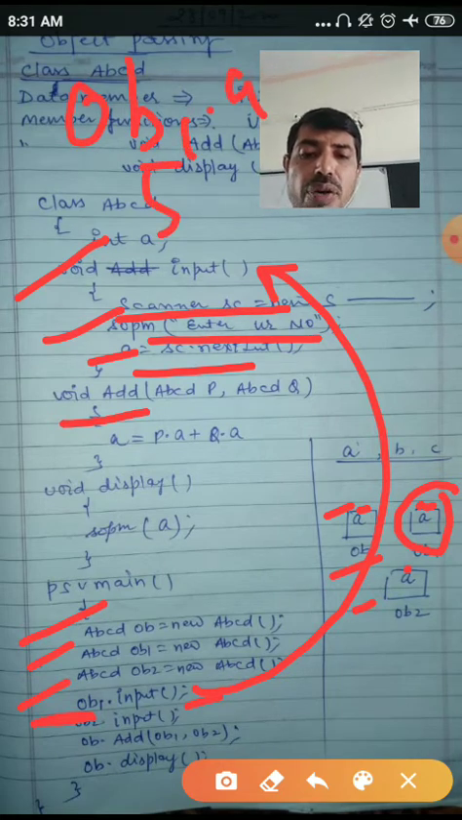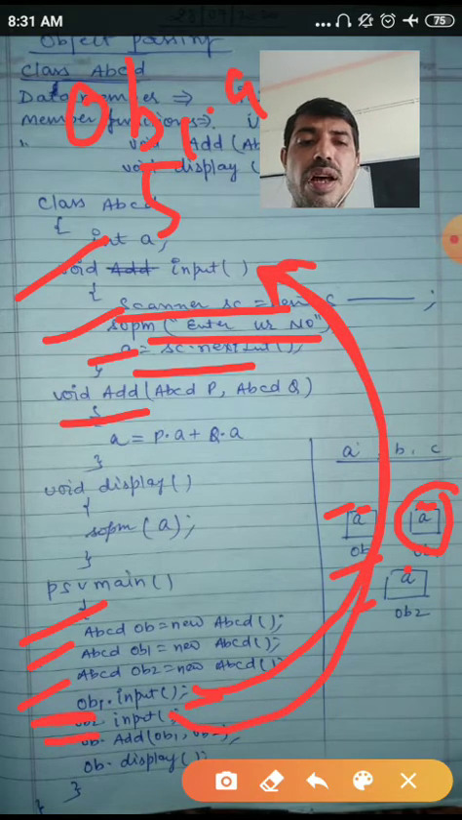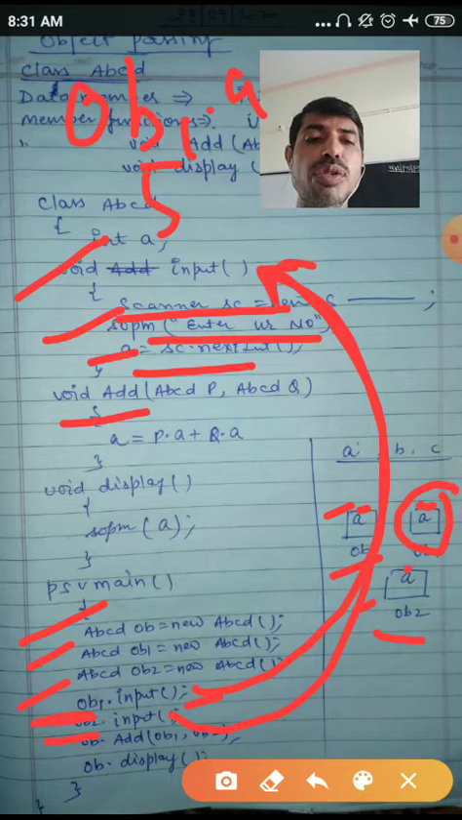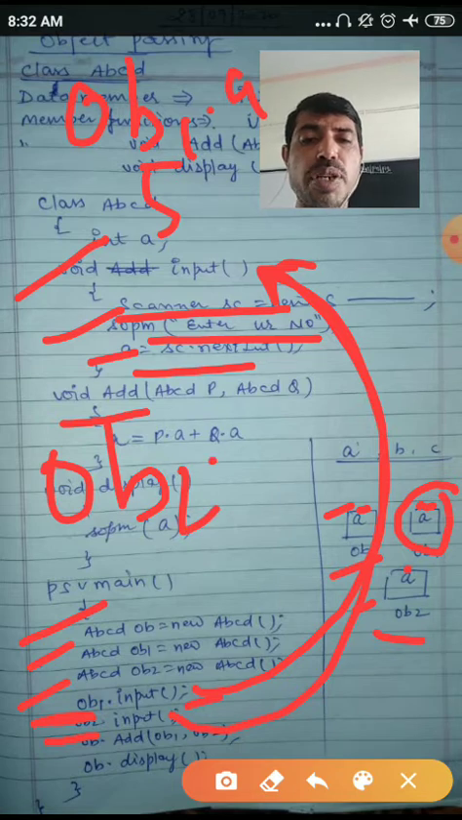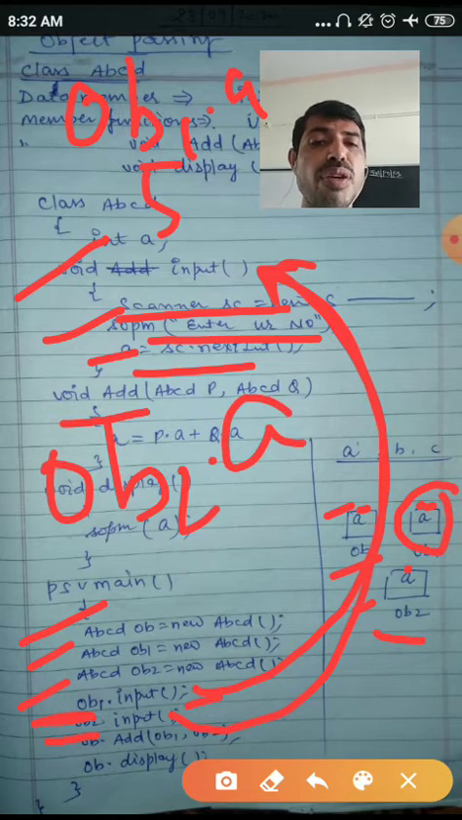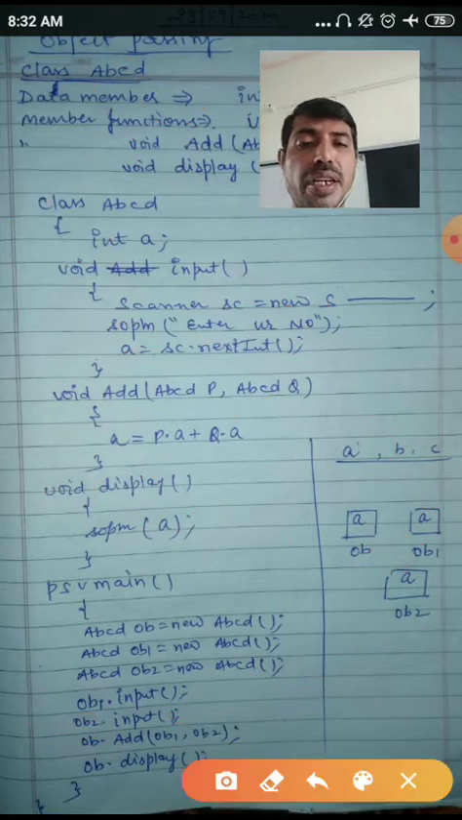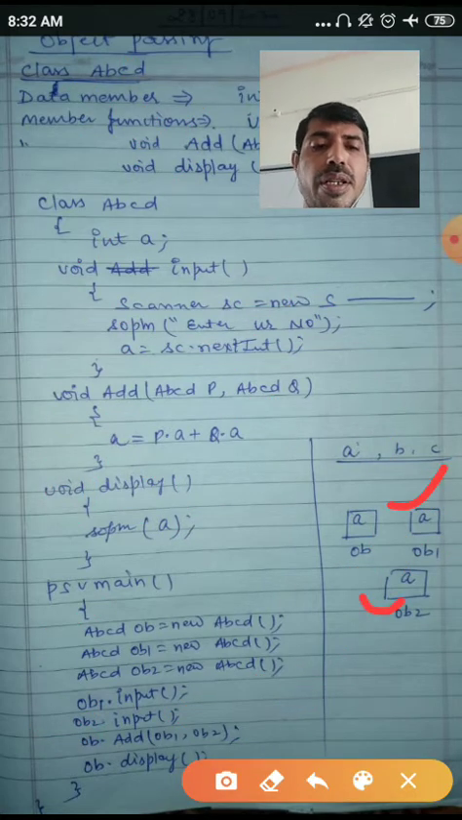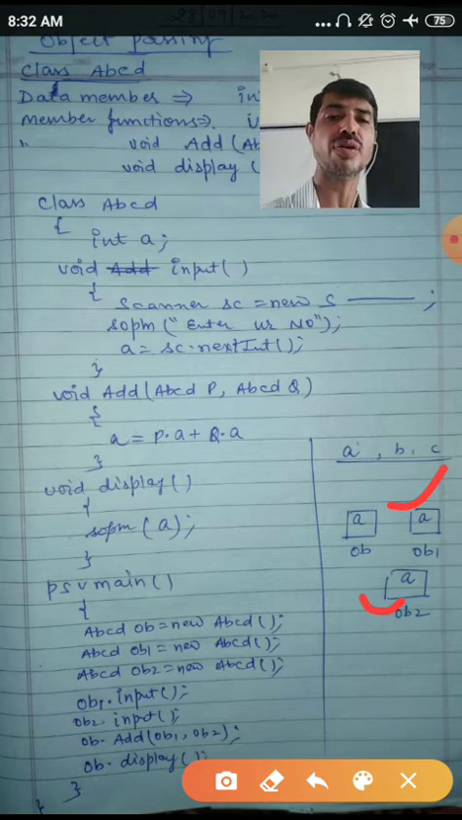Then you call ob2.input. It will go again to input. Now the next time you enter a value, in which a will it go? Because ob2 has called it, it goes in ob2.a. Clear? So two values have been taken here, the first here, the second here, because all our a's are different, on different locations.